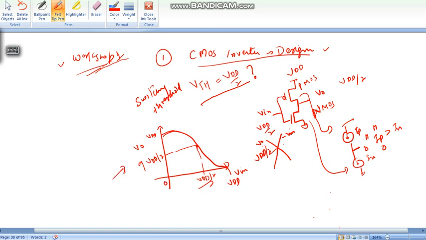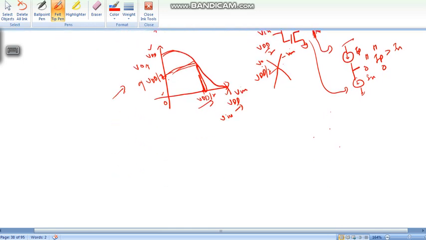When input is 0, output is VDD, and when input is VDD, output is 0. So this is output, this is input. When switching threshold is VDD by 2, when input is VDD by 2, output should also equal VDD by 2. Now let's see the trick with which we design this inverter with switching threshold VDD by 2.